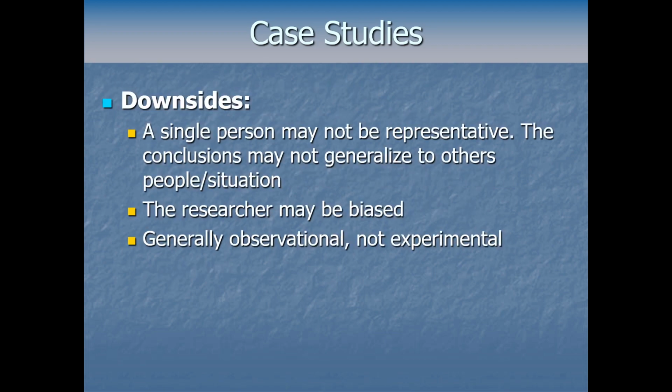Meanwhile, there are downsides to case studies. Like, a single person may not be representative. We have no idea if the conclusions will generalize to other people, other brains, other situations. Also, the researcher may be biased. Think of it kind of like an unreliable narrator in film, so to speak. So the researcher writing up the case study has a lot of freedom in how they describe things that they think are important or the things that fit with their expectations and their preconceptions. So confirmation bias can easily creep into a case study.